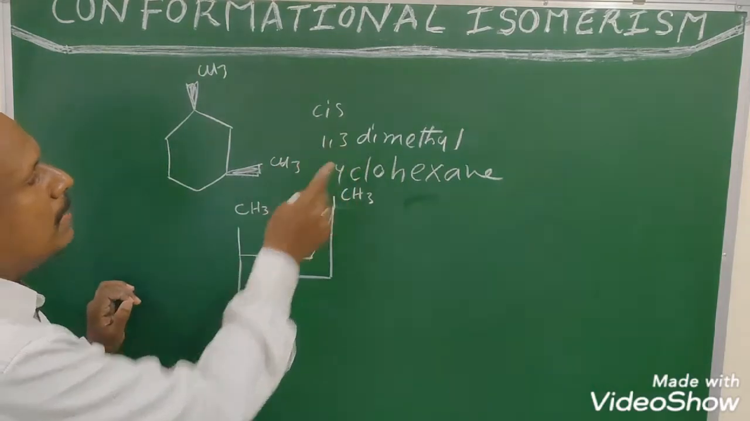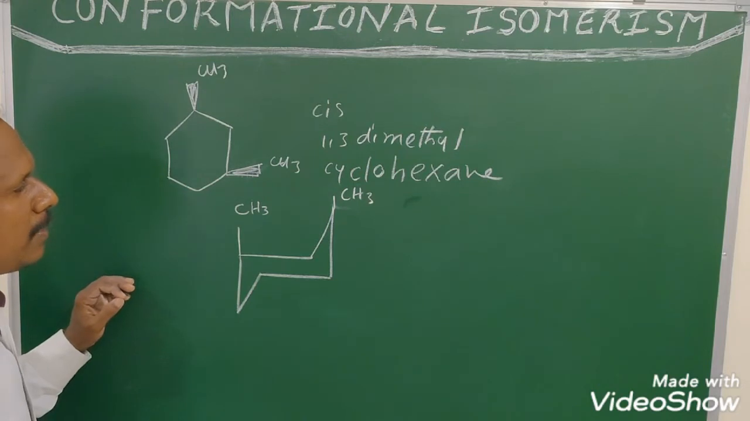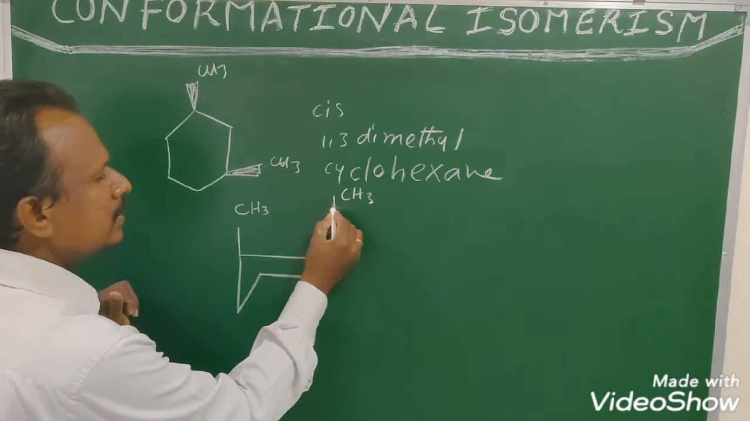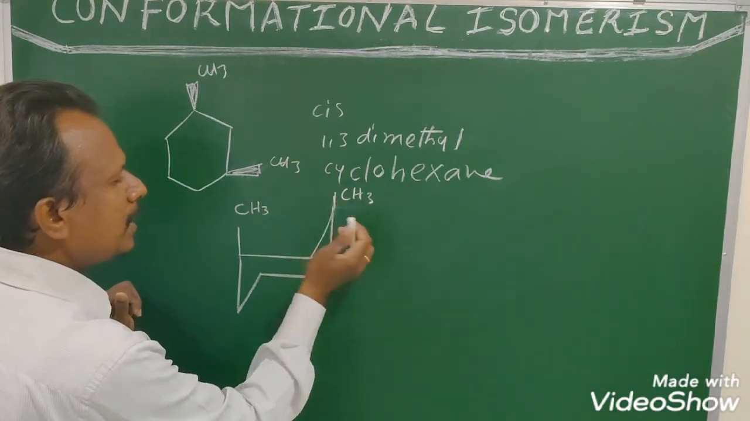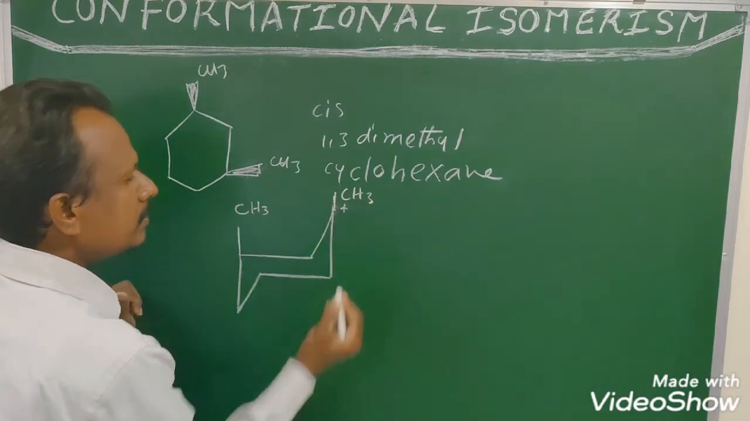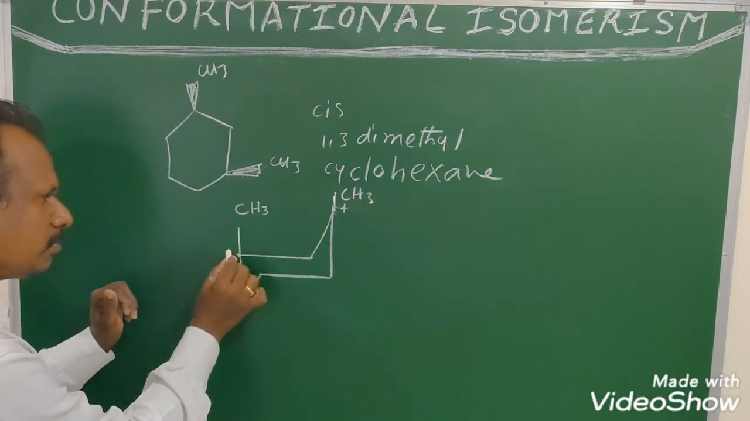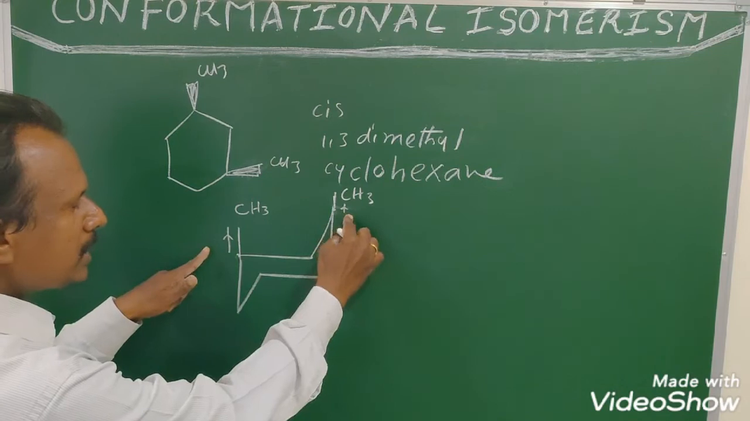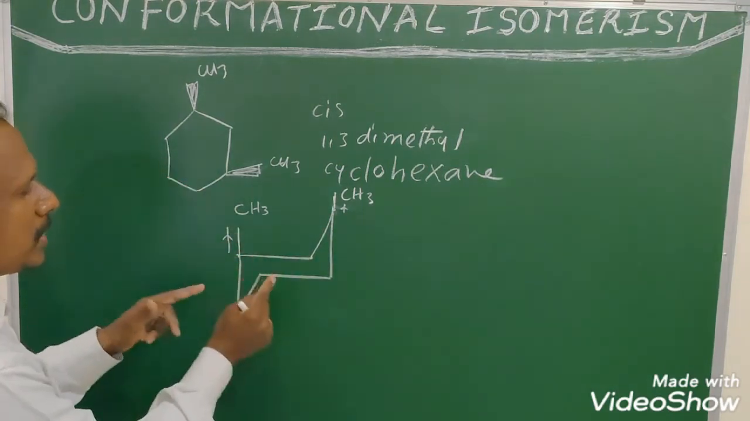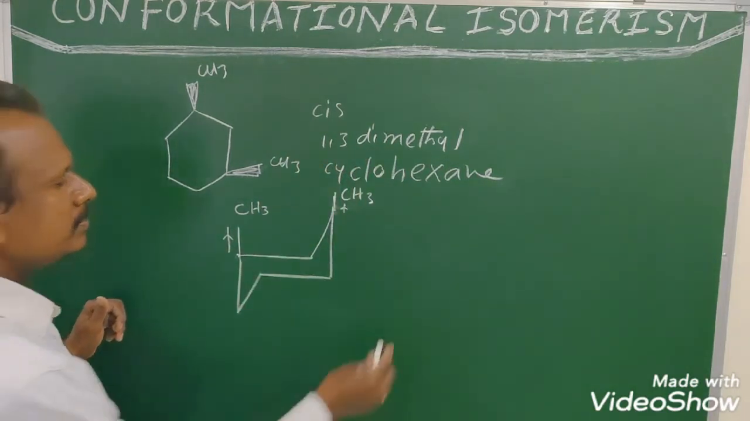Cis-1,3-dimethylcyclohexane also has two chair conformations. This is one chair. These two methyls are cis. Draw an arrow from the ring carbon to the methyl group, and next from the ring carbon to the other substituent. Both arrows are in the same direction, which means they are in cis location. It is a simple trick. So this is one chair conformation of cis-1,3-dimethylcyclohexane.